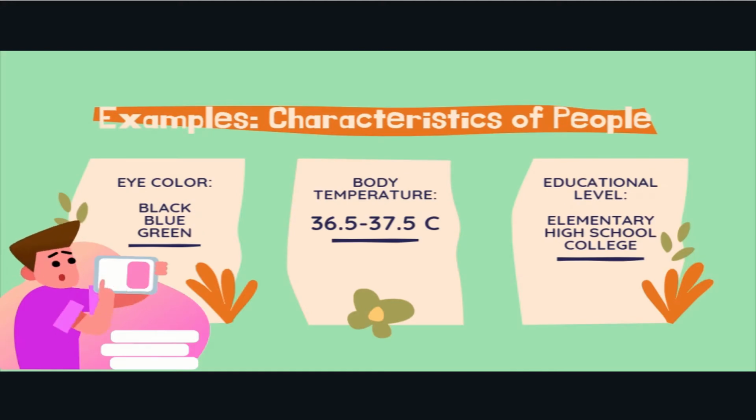Now, let's have more characteristics of people. Observe the color of the eyes. We have black, blue, or green. Our normal body temperature only ranges between 36.5 to 37.5 degrees Celsius. Another example is educational level. We have elementary, high school, or college graduate. For some, they may be master's or doctoral graduates.